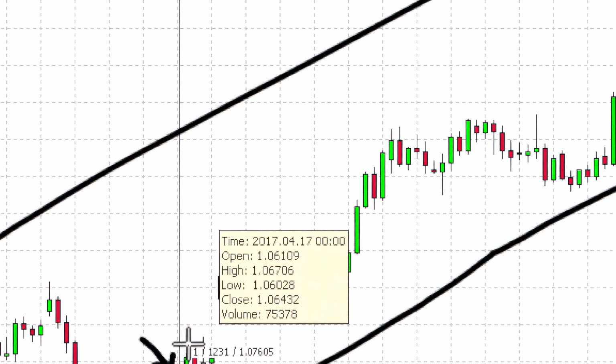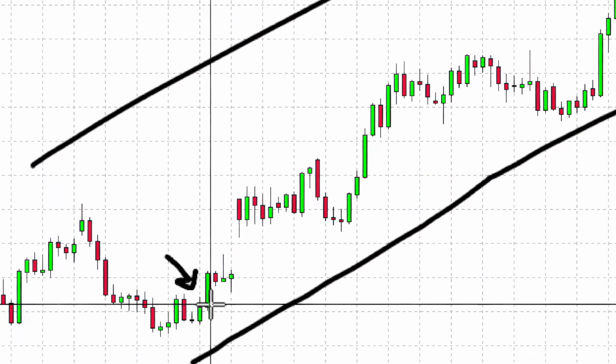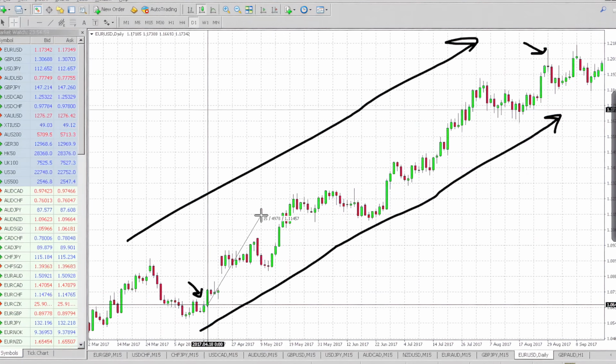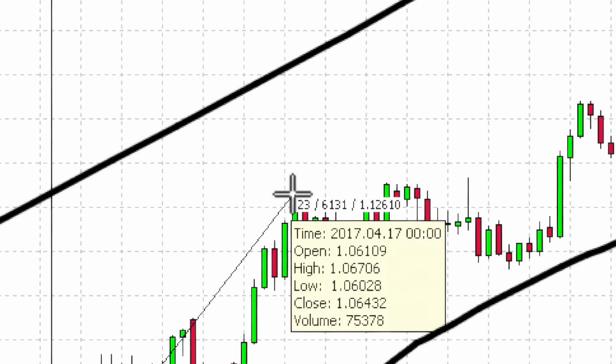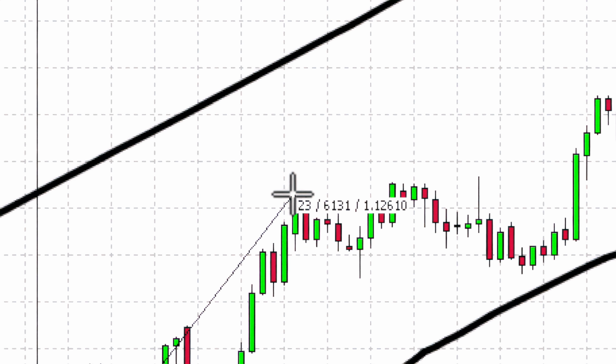So in other words, if you were to buy from here, okay, and you were to sell it here, how many pips is that? That is 6131. Can you see that? Now, 6131 is 4 decimal places, okay, but in this case, the 1 is a fractional pip. So you ignore the 1. You take 613. So this means it's 613 pips.